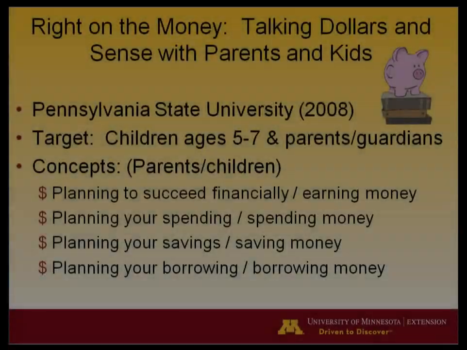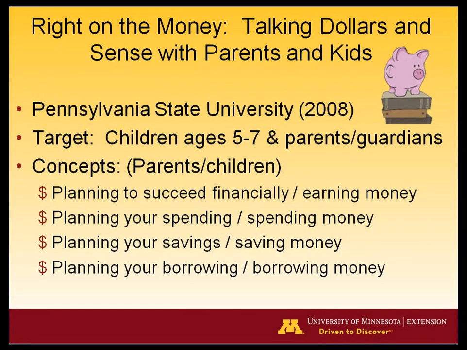The fourth curriculum that we want to highlight today is Right on the Money, Talking Dollars and Cents with Parents and Kids. And this comes from our extension partners at Penn State. It is designed for children ages 5 through 7 and the adults that are in their world, parents or guardians, grandparents, whoever that might be. And you can see the list of concepts that are outlined there.